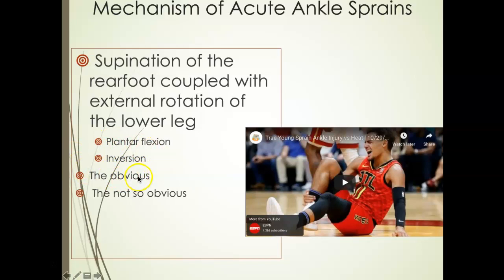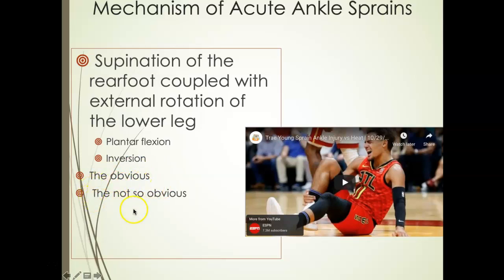But what are some of the not so obvious injuries that could occur by way of plantar flexion and inversion moments? If you said maybe compression to the deltoid ligament on the medial aspect of the foot, then you'd be correct. If you said an avulsion to the distal fibula, then you would be correct, right? Did you say a fracture to the distal fibula? Then you certainly would be correct. So the obvious is what we're looking for, which is the lateral ligamentous ankle injury.